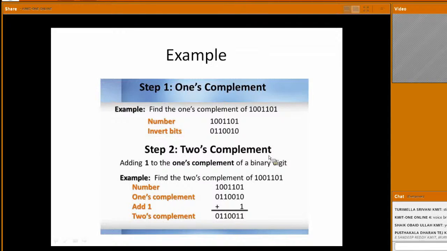Move on to 2's complement. 2's complement means what? Adding a 1 to the 1's complement. Adding a 1 to the 1's complement is called 2's complement. The given number 1001101, you have already found the corresponding 1's complement.